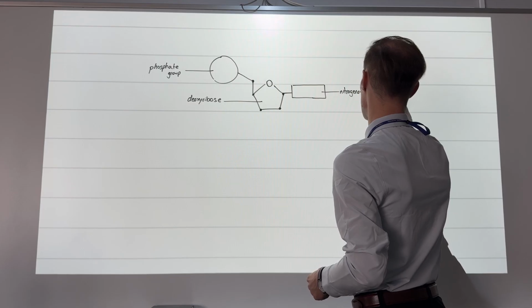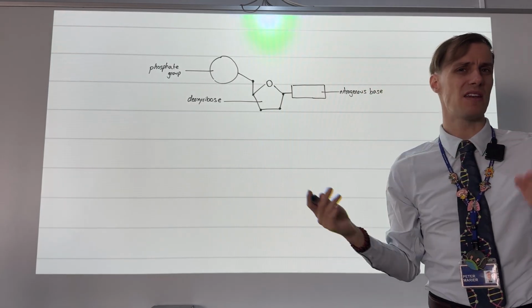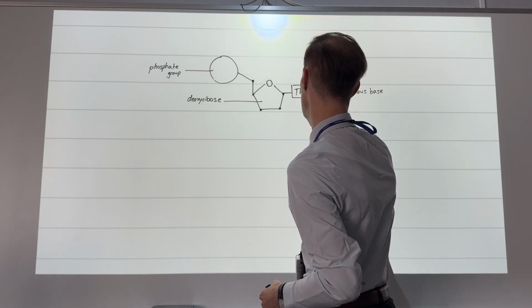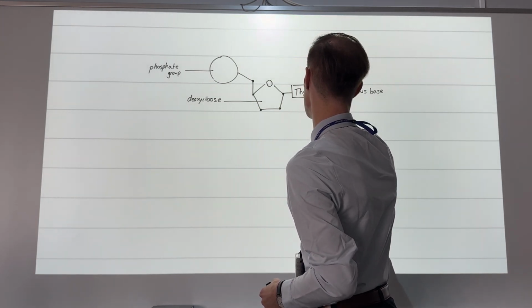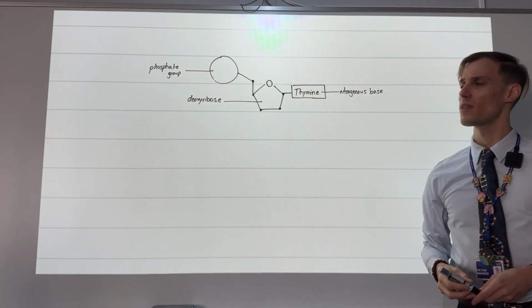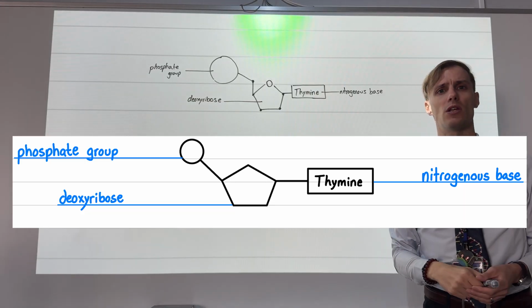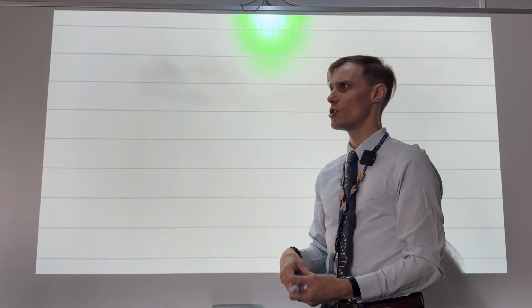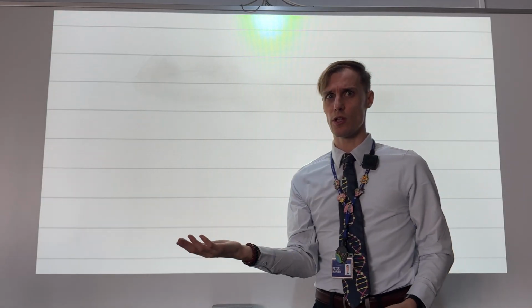I would also probably include the name of any nitrogenous base of your choice. So let's just put thymine. And this would be an adequate representation of a nucleotide. So as we mentioned before, DNA is a polynucleic acid. So how does one nucleotide bind to another nucleotide?